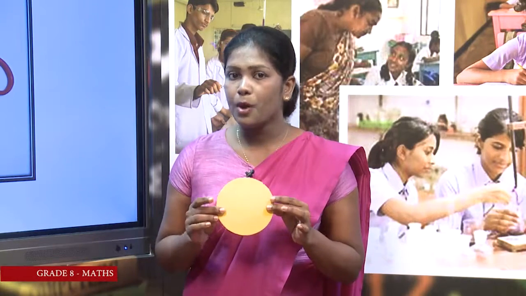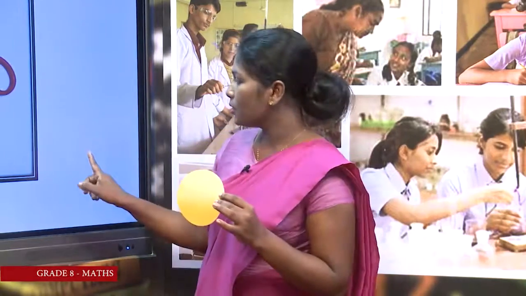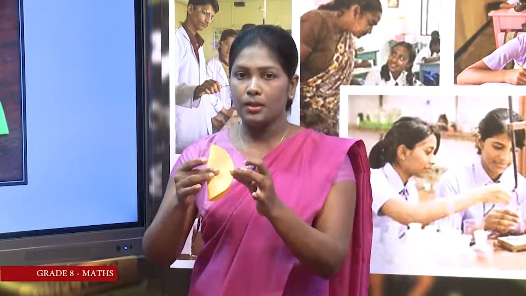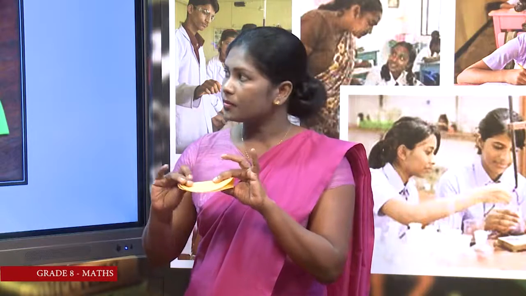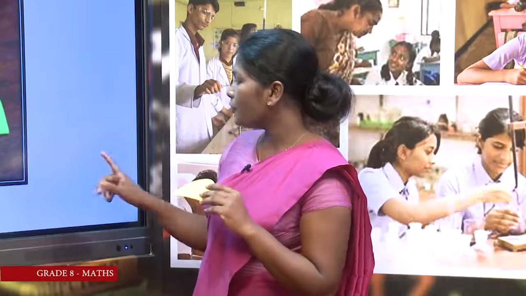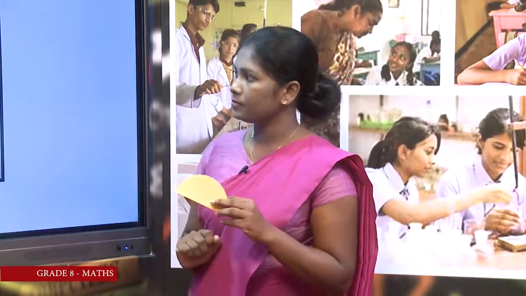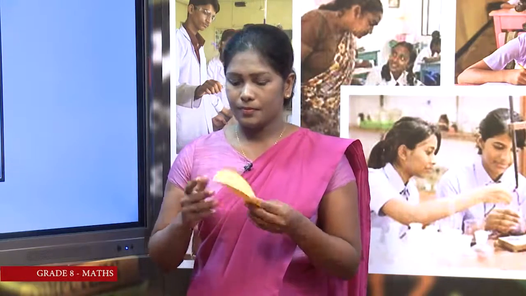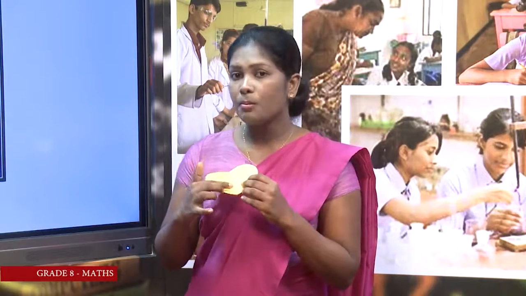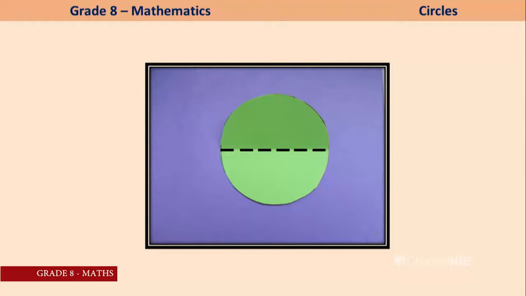The first step of the activity is you have to fold this circle into 2 equal parts. Now you can see. Okay children, then unfold it again like this and unfold that circle. Then you have to mark this fold line. Mark the fold line.